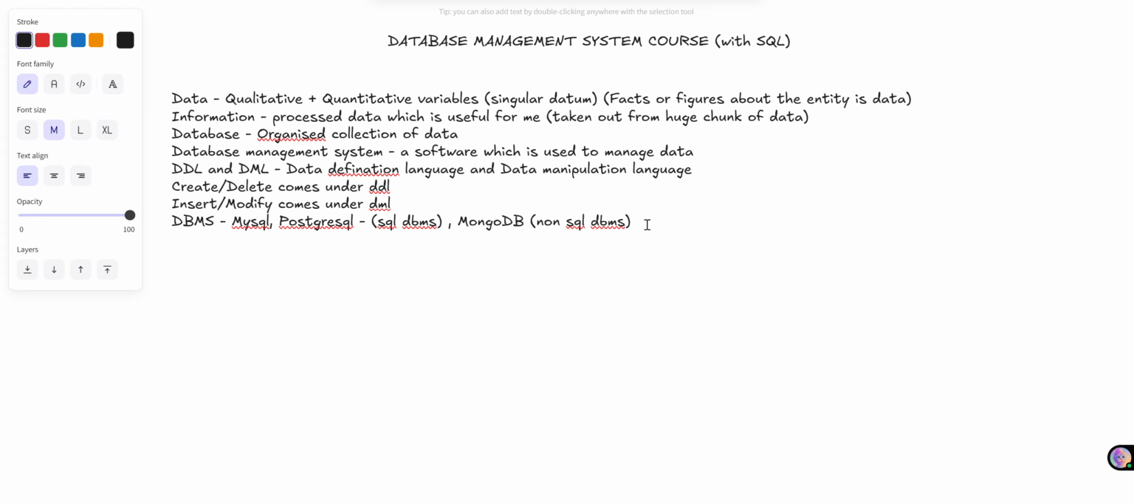And what is SQL? Okay, so we are doing SQL from a long time. So what is SQL? SQL is nothing but a structured query language. Okay, structured query language. This is the language used to interact with the DBMS.